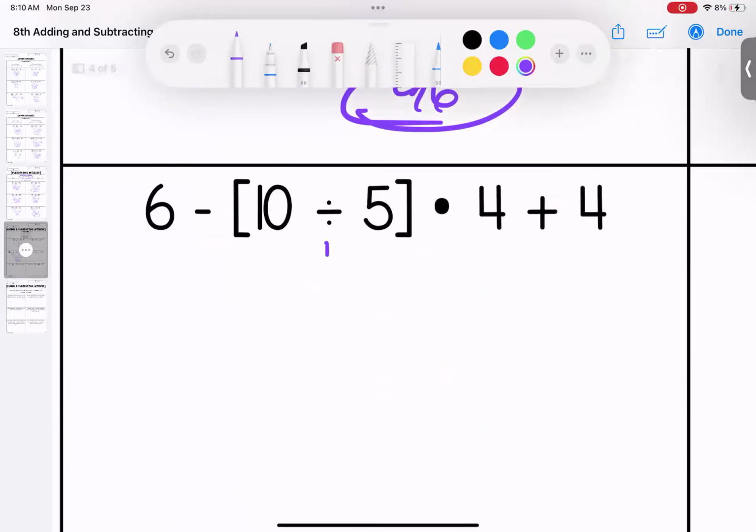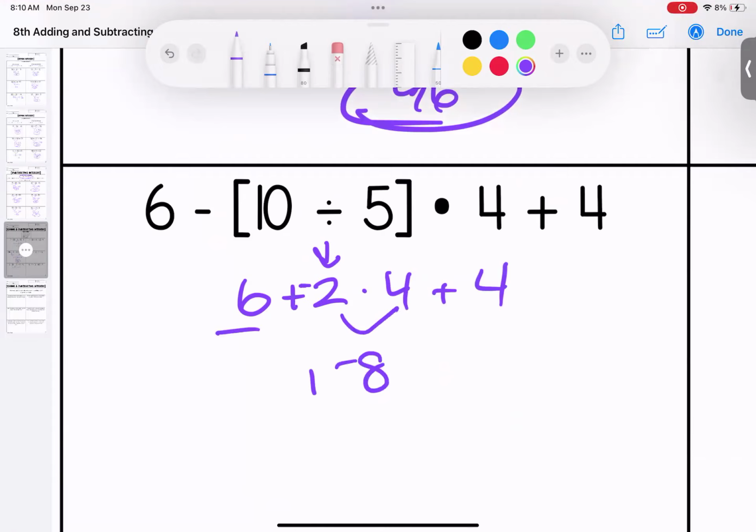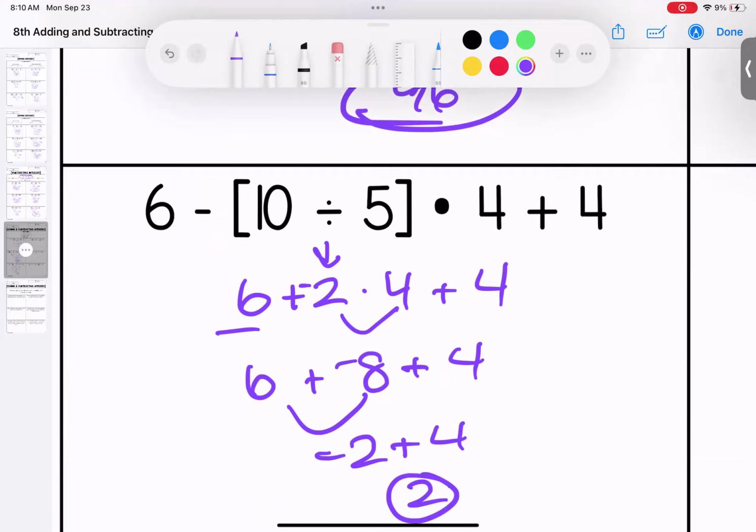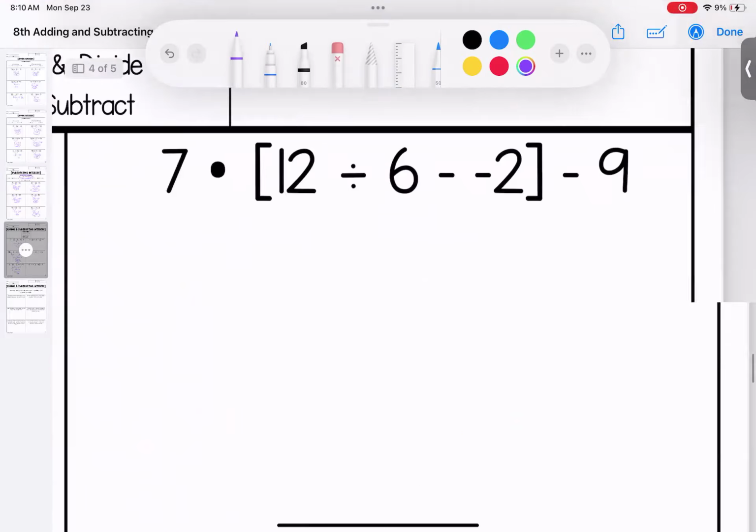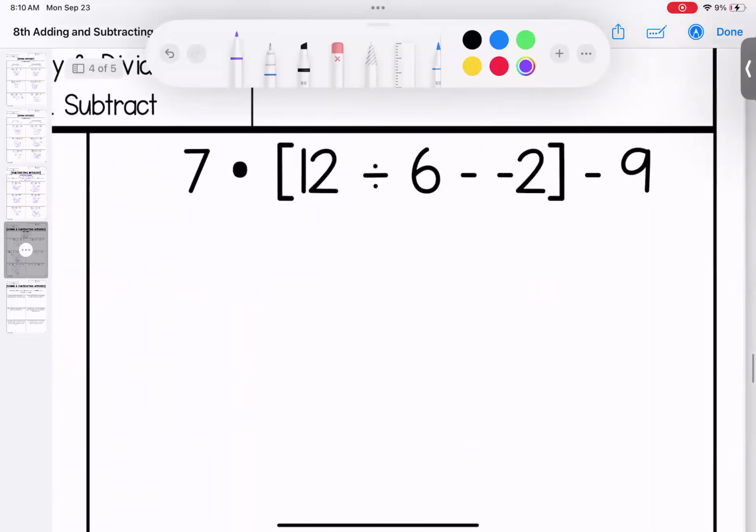Starting with our parentheses, we get a 2, bring everything down. I come through and do my keep, change, change, multiplication. It's going to give me a negative 8. 6 plus negative 8 is negative 2. 4 minus 2 is 2. Bigger number is positive.